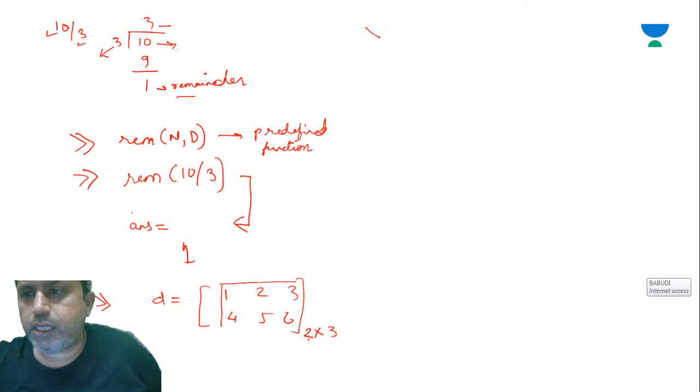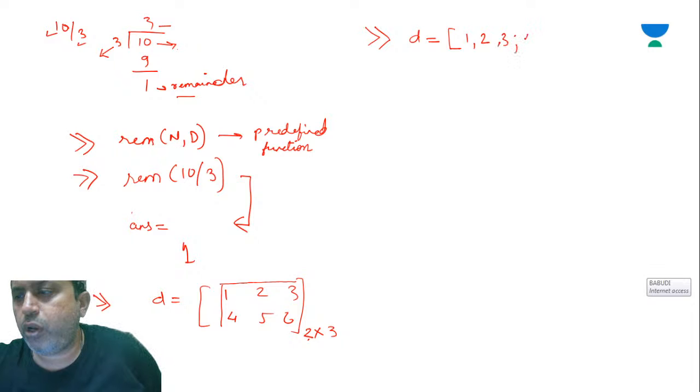So let us see how it is written in MATLAB. This is a command window operation. First you will declare D equals 1 comma 2 comma 3, then the row separator semicolon, 4 comma 5 comma 6.